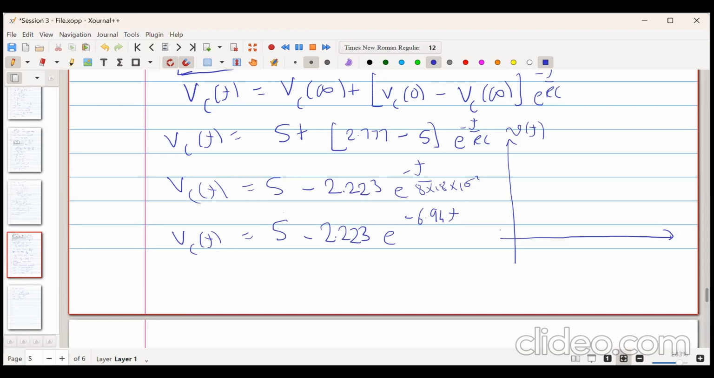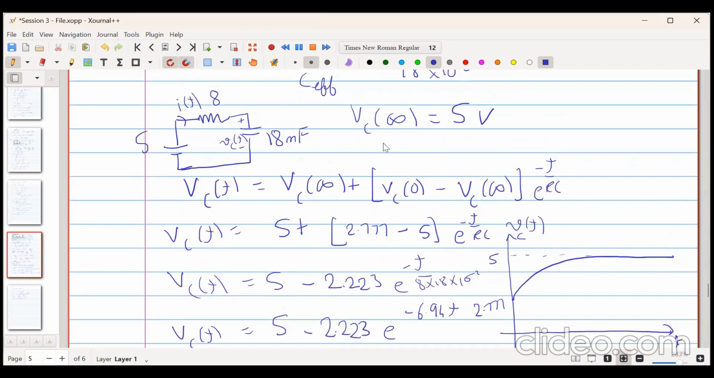So at time t equal to 0, the voltage will be equal to 2.77 volt, and it will increase at this rate and finally settle at 5 volt. So this is the graph for the voltage across the capacitor with respect to time.